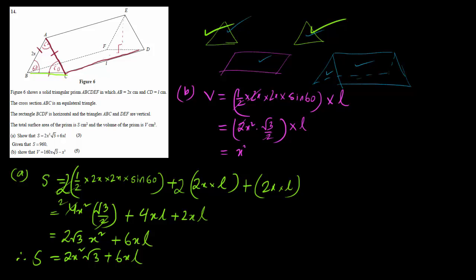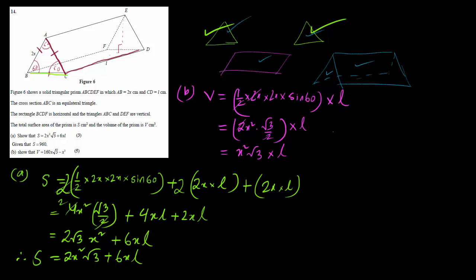It is going to be x square root 3 multiplied by L. Now if you notice, you will see that there is no L here in the volume. So in order to find the expression for the volume, we have to get rid of this L, and for that we have to use the surface area expression that we just used.